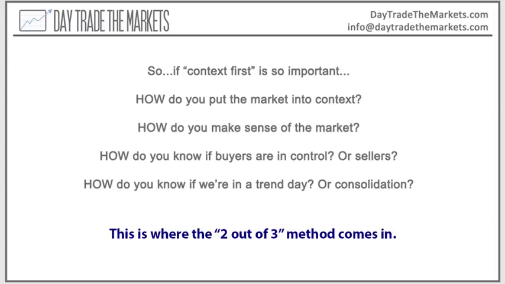So that leads obviously to the next logical question, which would be, if context first is so important, then how do you go about putting the market in context? How do you make sense of the market? How do you know if buyers or sellers are in control? How do you know if we're in more of a trend day or a consolidation day? And that's where this concept that I teach, called the 2 out of 3 method, comes in.